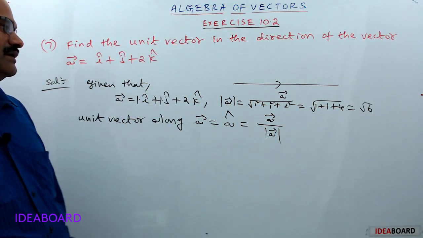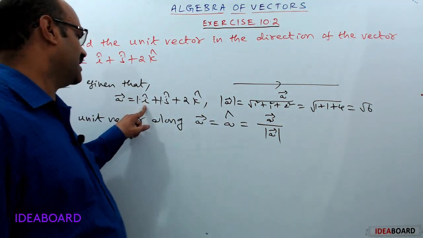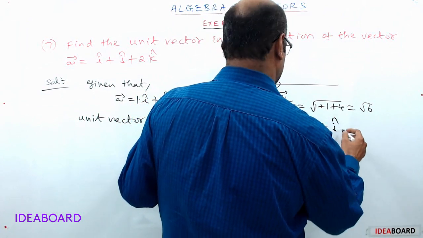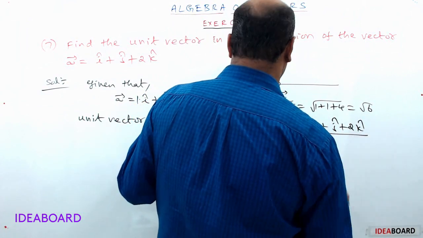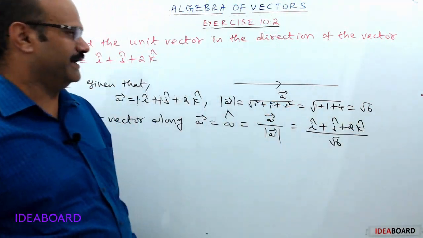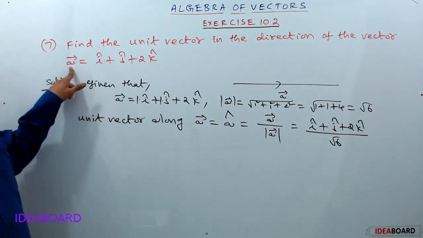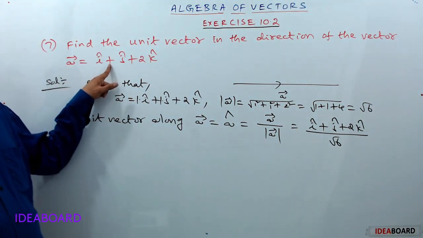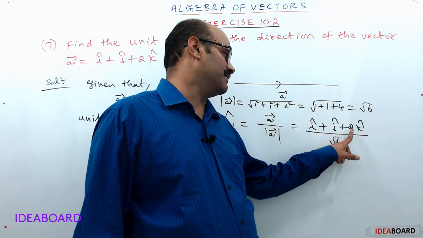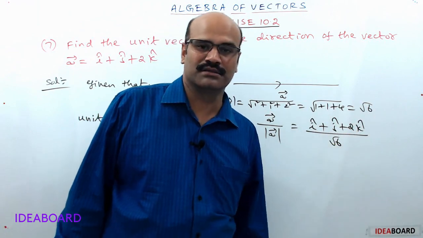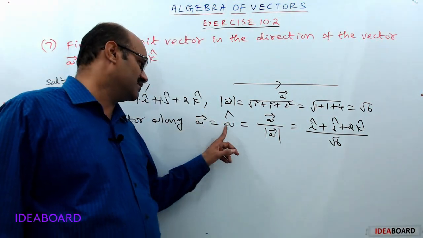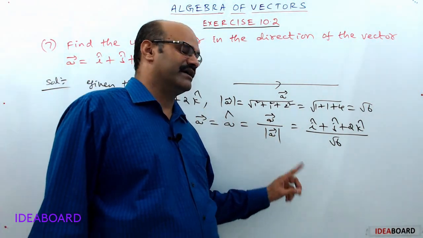Now here, A vector is given by i cap plus j cap plus 2k cap, upon mod A vector equal to root 6. So the unit vector along A vector, equal to i cap plus j cap plus 2k cap, is always equal to i cap plus j cap plus 2k cap upon root 6. So the formula for unit vector is A cap is always equal to A vector by mod A vector.